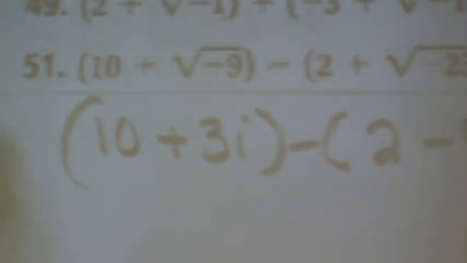And the next one, you have 10 plus 3i. We're going to subtract now 2 minus 5i. So you have to distribute. 10 minus 2 is 8. And 3i, there's my error right there. That should be a plus 5i. So 3i minus 5i is negative 2i.